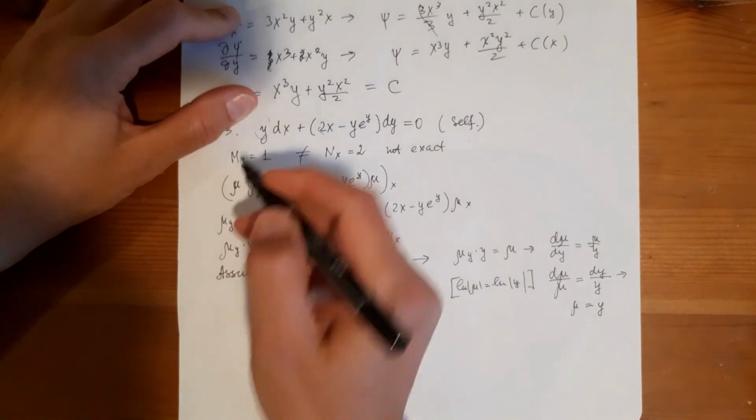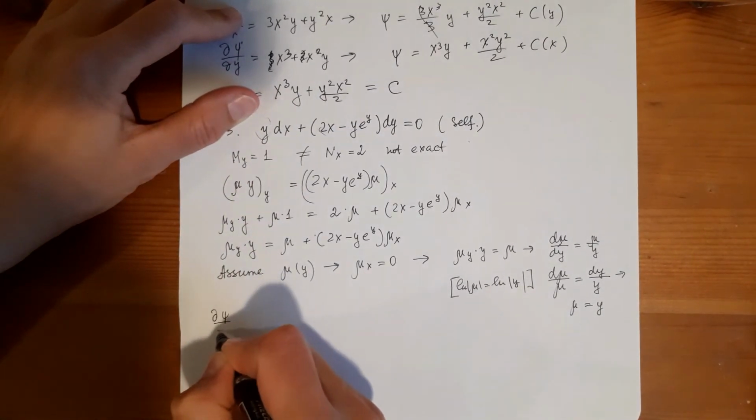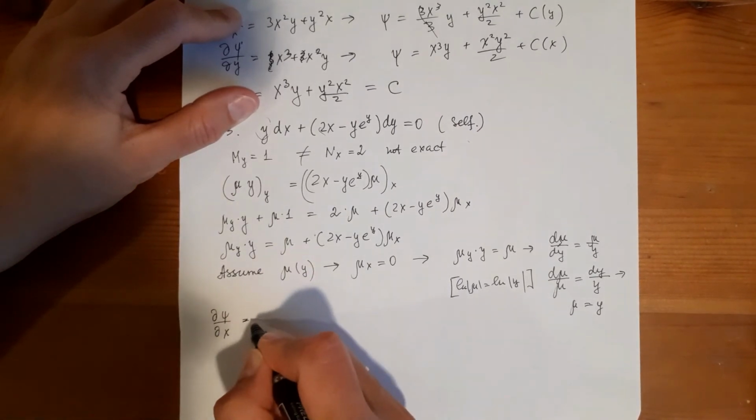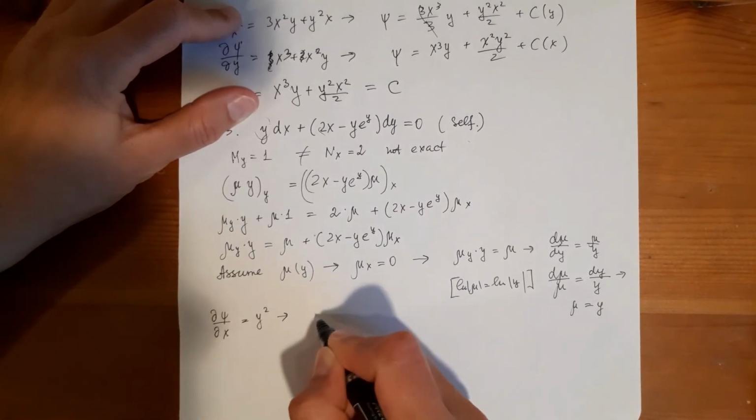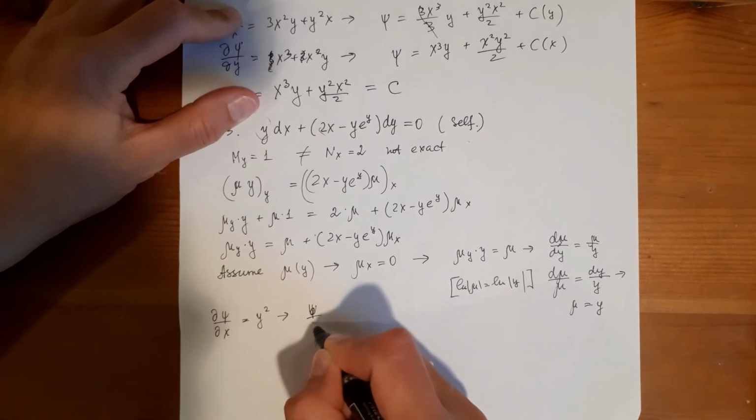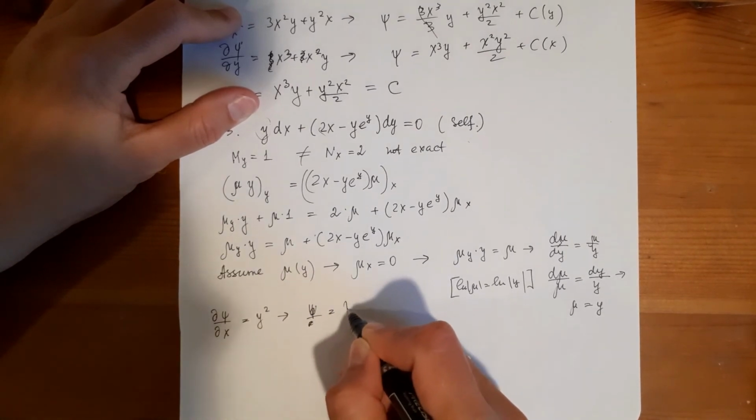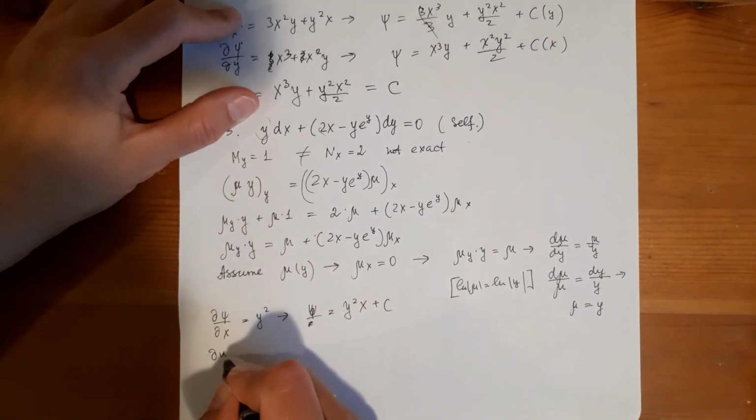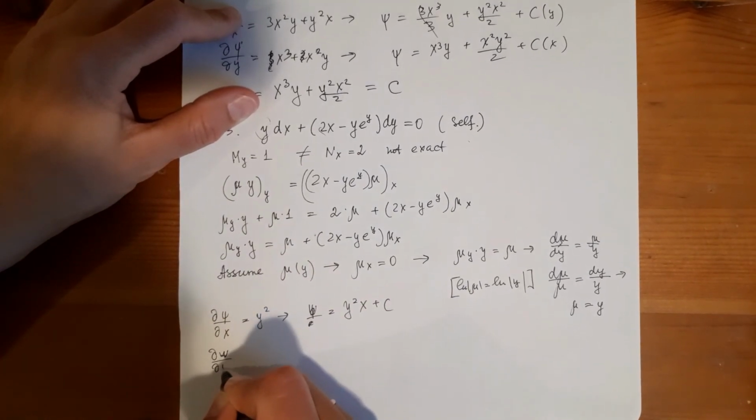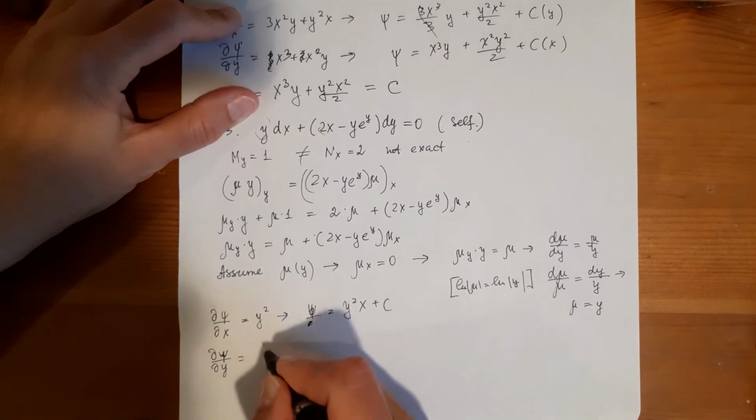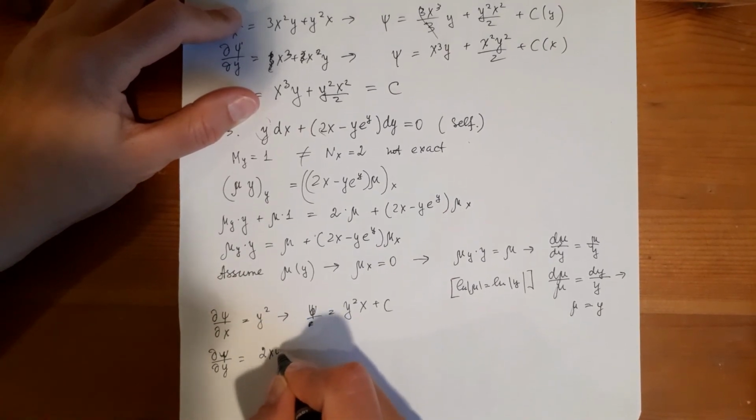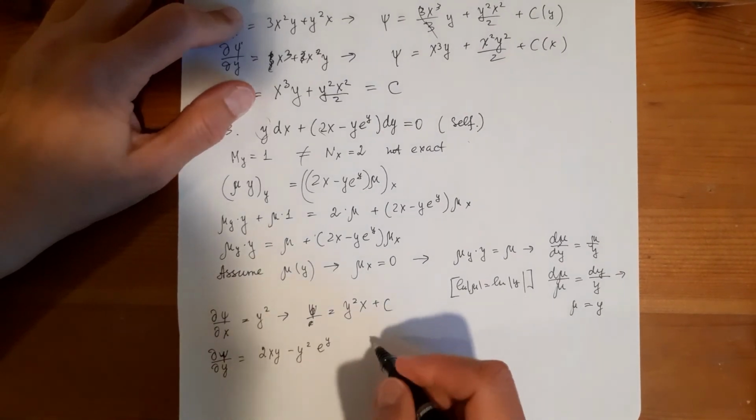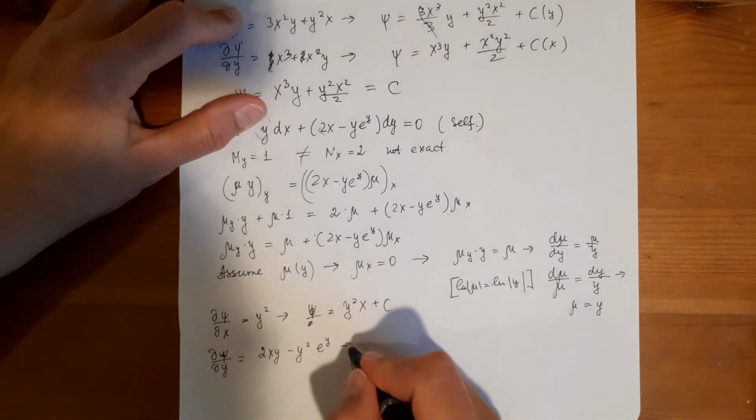So I'm going to multiply my d phi dx by an extra y, and I'm going to get y squared here, right? So phi from here is going to be y squared x plus a constant of y. And d phi dy is 2xy minus y squared e to the power of y. Not very nice, but okay.